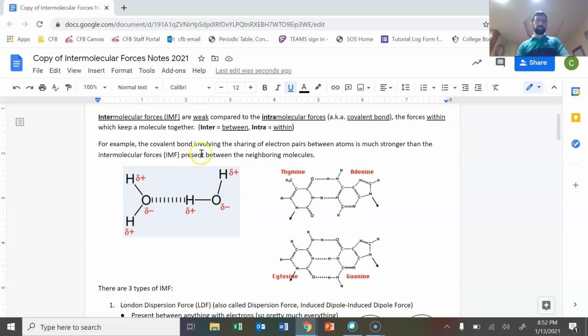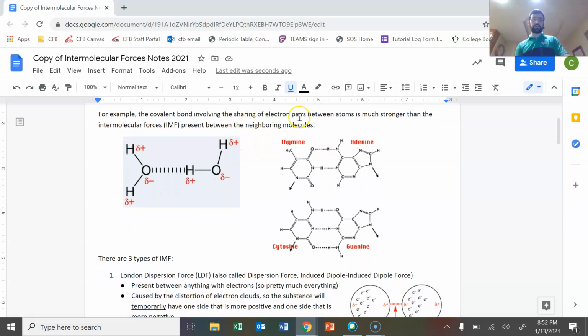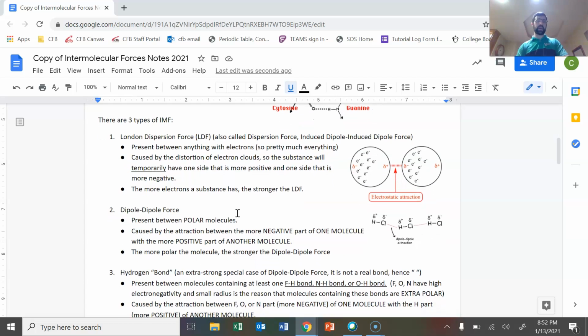So an example here, the covalent bond involving the sharing of electron pairs between atoms is much stronger than the intermolecular forces present between neighboring molecules. So this attraction is not nearly as strong as the covalent bond between an O and H atom in a water molecule. There are three types of IMFs. We are going to talk about them all in a decent amount of detail here. The main thing I want you to know is what their names are and how to tell which IMFs are present. And we'll go through details on that in just a moment.